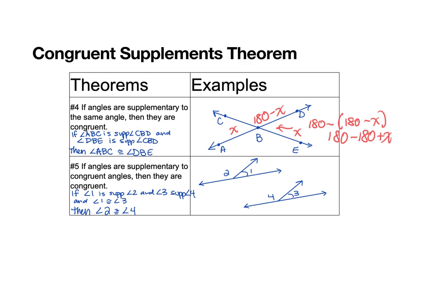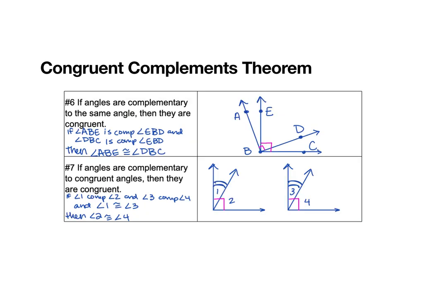Let me give you a numerical example. If this is 30 degrees, that means this is 30 degrees. This is supplementary to angle 1, so that's 150. Angle 4 is supplementary to angle 3, that's 150. Angle 2 is congruent to angle 4. That's the congruent supplements theorem. There is also a congruent complements theorem. It works the same way as the supplementary theorem.